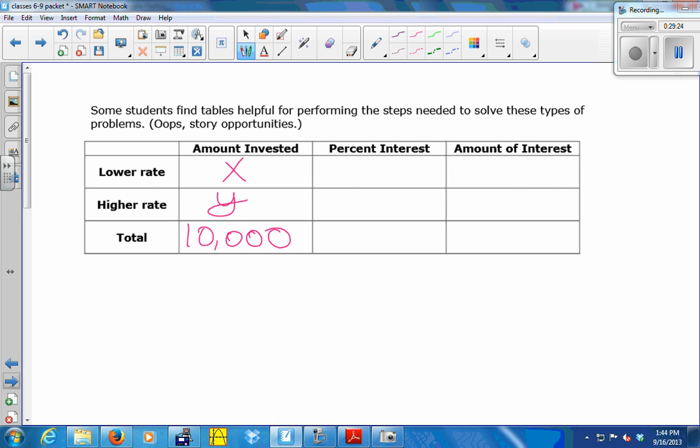And then my percent interests, my lower rate, that was 4%, and my higher rate was 8%. They didn't tell me anything about what the percent return is on the total, so I'll leave that blank for now. And then the amount of interest you make. If you invest X dollars and you make 4% interest, how much money will you have at the end of the year? How much money will you have made?